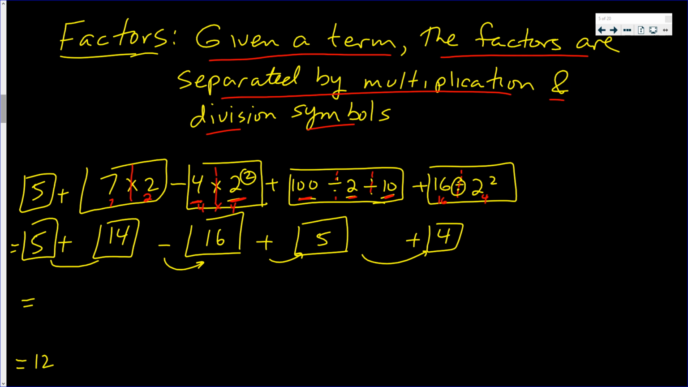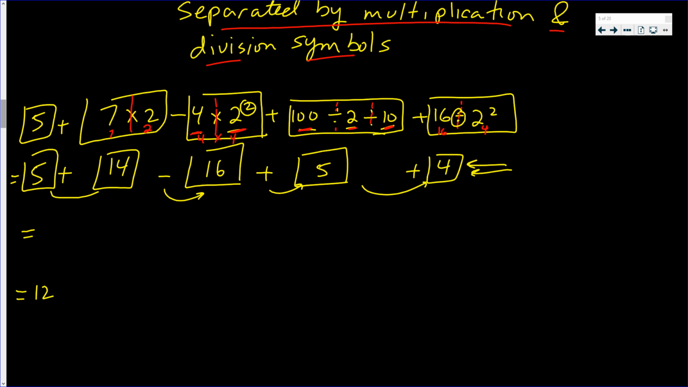And I want to point out something. So this is 12. That whole line is 12. A lot of students may write things like this. So let's just remember that it equals 12. A lot of students will say, well, this is 19 minus 16, which is 3 plus 5, which is 8 plus 4, which equals 12.